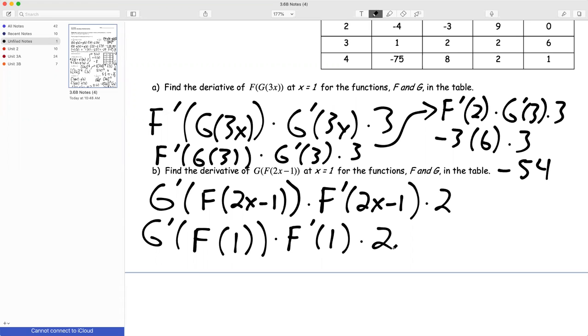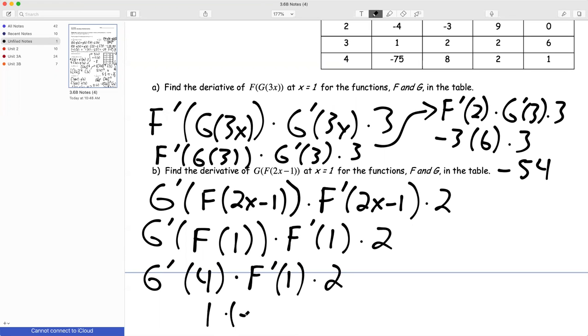And I'm going to plug in 1 and go to the chart to evaluate. F of 1 was 4, so that's going to give me g prime of 4 times f prime of 1 times 2. G prime of 4 was 1. F prime of 1 was -2. So I have 1 times -2 times 2 for a grand total there of -4 is what I got.